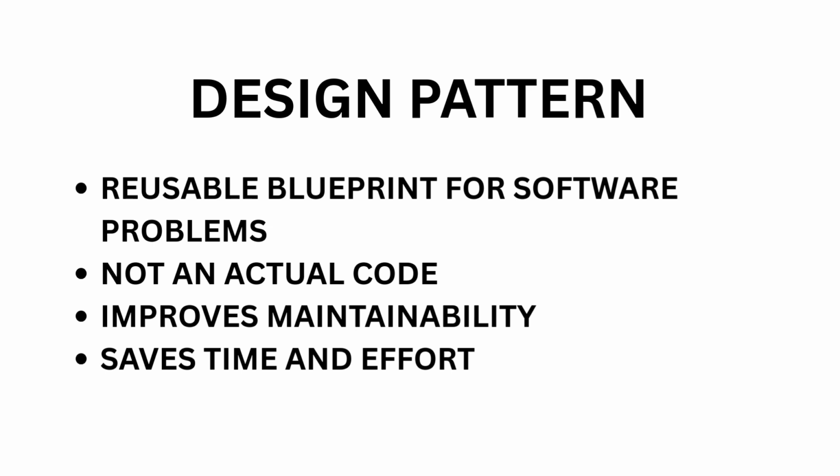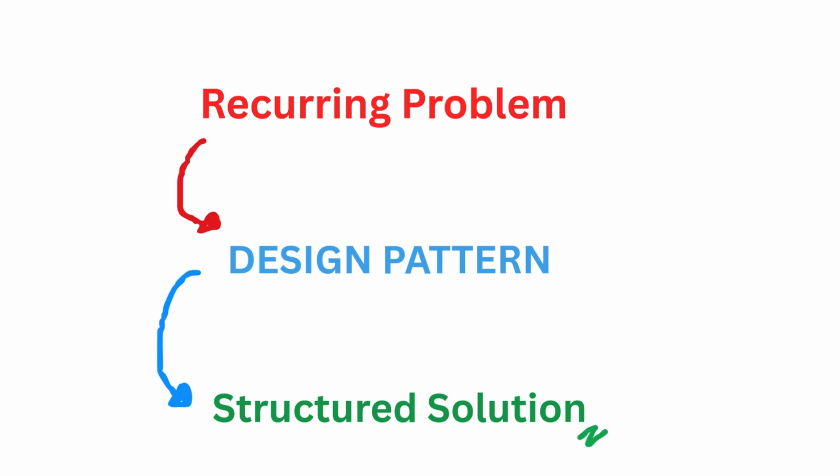A design pattern is a reusable blueprint for solving recurring software problems. Think of it like an architect's blueprint. It guides construction, but it is not the building itself. Developers reuse patterns because they save time, reduce errors, and make software more maintainable. In this given diagram, it shows how a design pattern bridges a recurring problem and a structured solution.